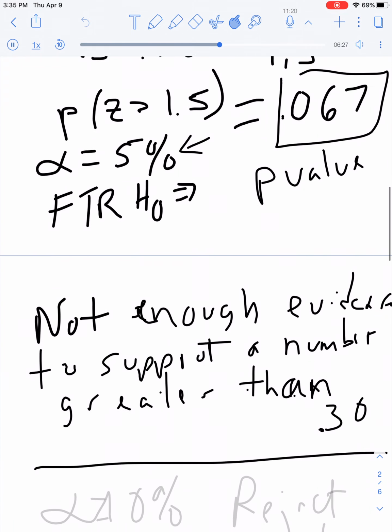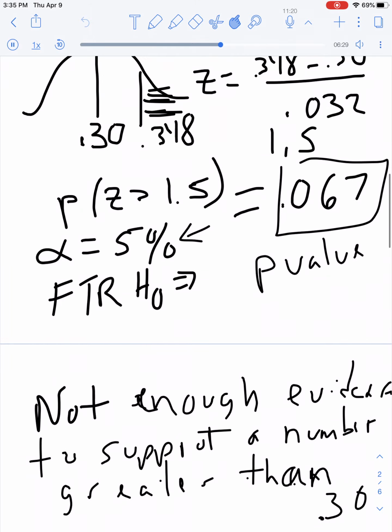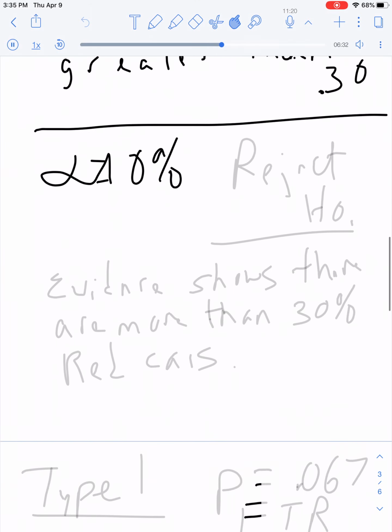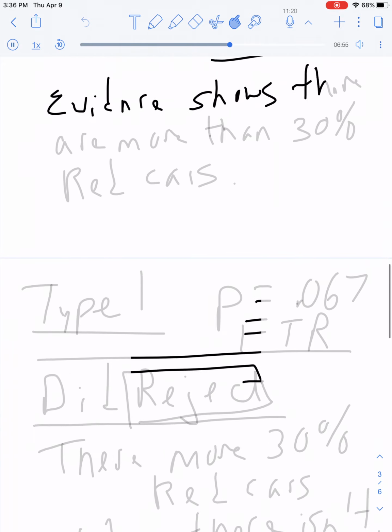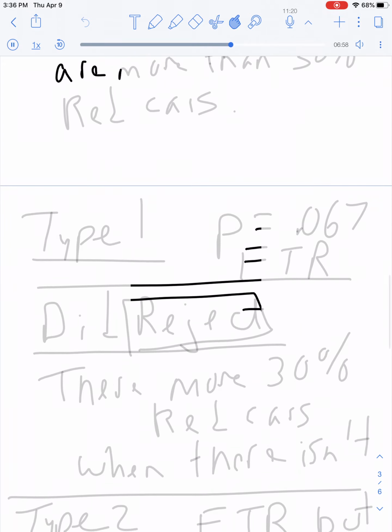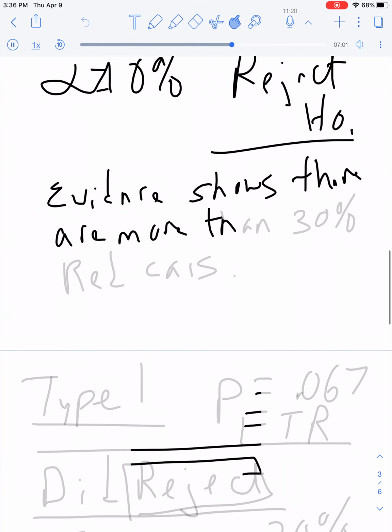Now, if we go to an alpha level of 10%, if alpha were 10%, we would then reject the null and say there is strong evidence indicating that the number of red cars is greater than 30%. Okay? So we reject the null and then say evidence shows there are more than 30% red cars.